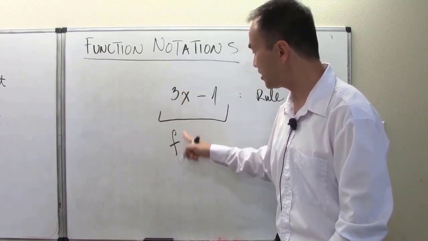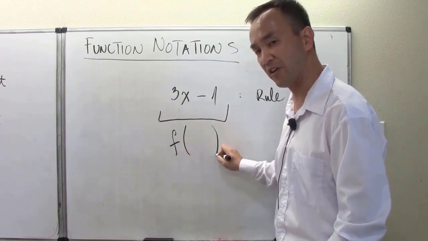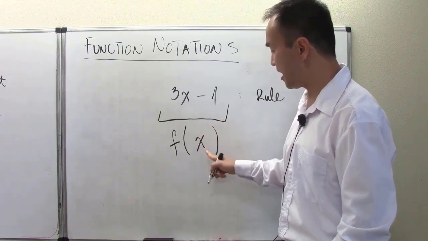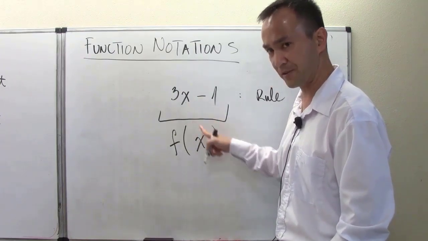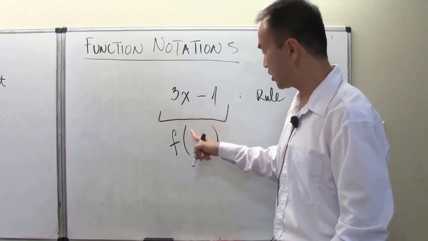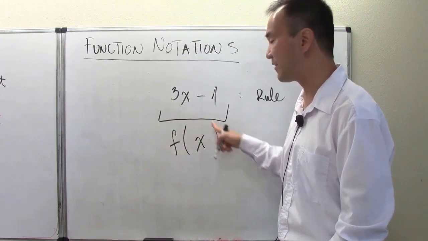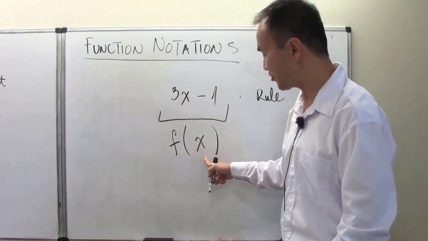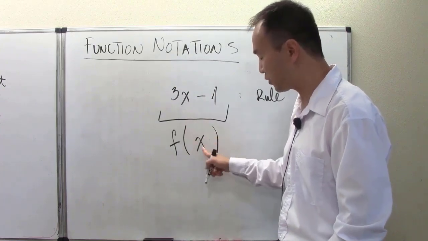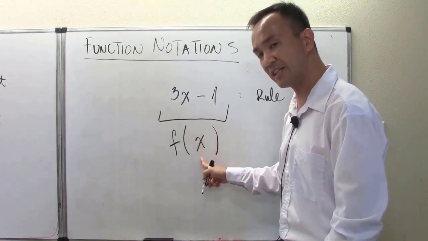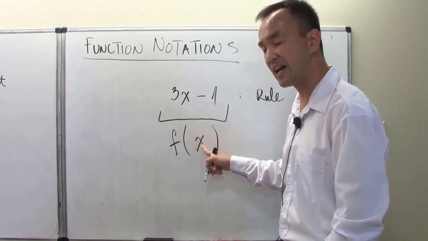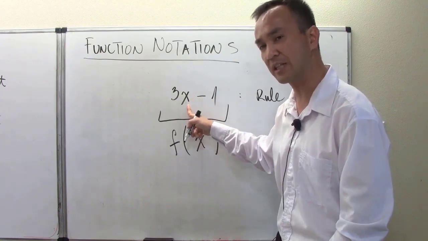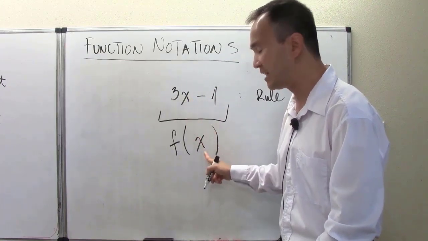In this notation, after indicating the name of the function, I'm going to use a pair of parentheses and indicate the x. This x has to match the x in our rule over here. So that's the whole notation of our function. This 3x minus 1 is a function that we name f. With this pair of parentheses and the x indicated here, it's an indication that the x that appears in our expression, in our function, is the input.